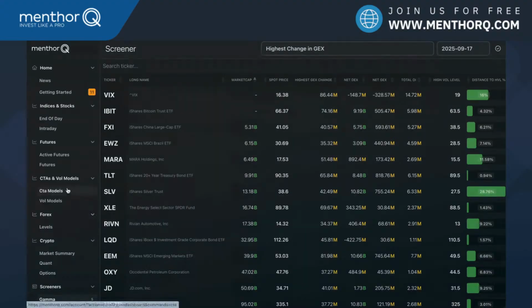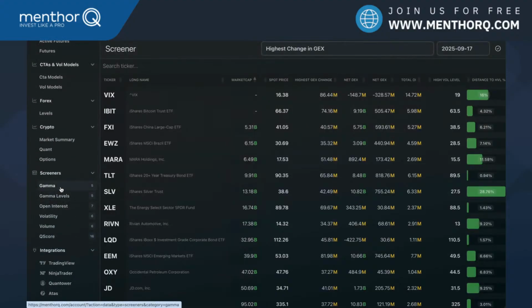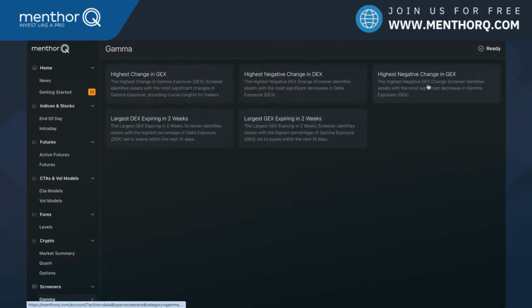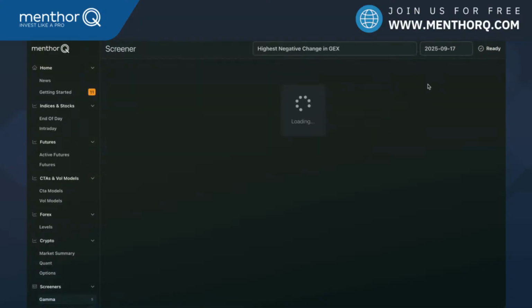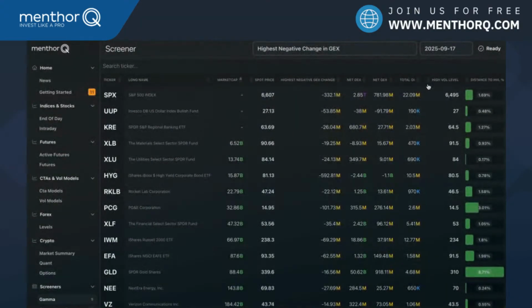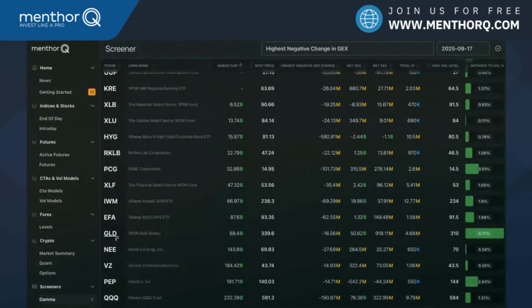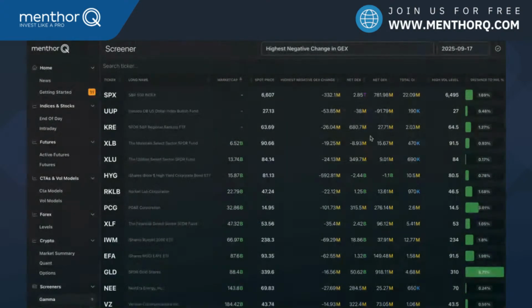China, large cap. And then if we go back to our screeners, we can also see the highest negative change in gamma. What does that mean? That means that more negative gamma has been added on SPX, on IWM, on GLD. So that can also give you some ideas of how the market is positioned compared to the previous day, and what they are doing. How are they hedging themselves, and so on.